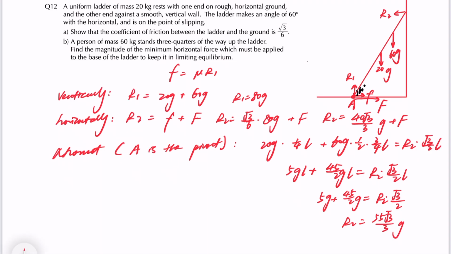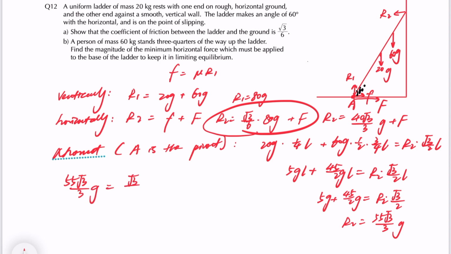Now that we know how much R2 is, we need to substitute it back into that equation. 55 square root 3 over 3G equals square root 3 over 6 times 80G plus F. In that case, F should equal 5 square root 3G. G is 9.8, which is why F equals 84.9 Newton, to 3SF.